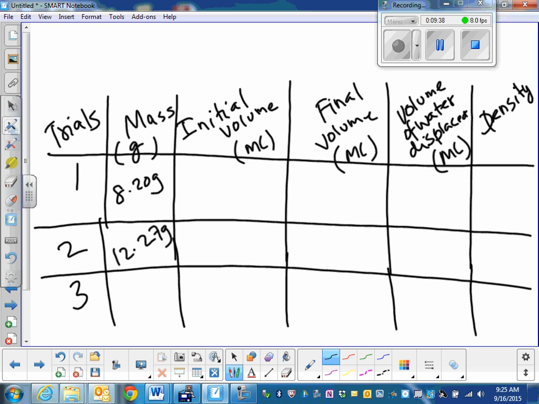How do I calculate density? Density is what? Mass divided by volume. So the unit of mass is what? Grams. What is the unit of volume? Milliliters. What is my final density unit? Grams over milliliters.